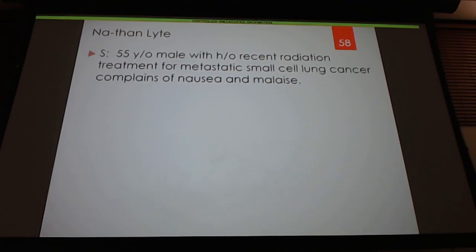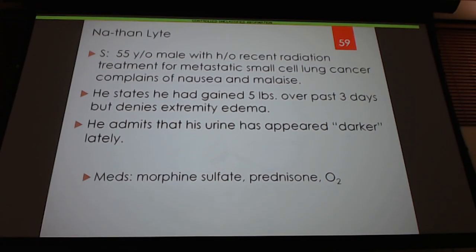All right, so we have Nathan Light. He is a 55-year-old male with a history of recent radiation treatment for metastatic small cell lung cancer. And he comes in, he's not feeling great. He has some nausea. What do you think? Yes, we've only learned two things, so I like this. We just got here. Have to test this tomorrow.